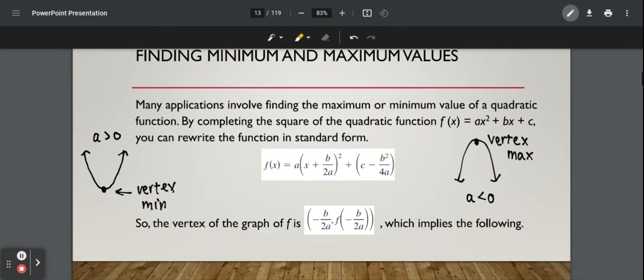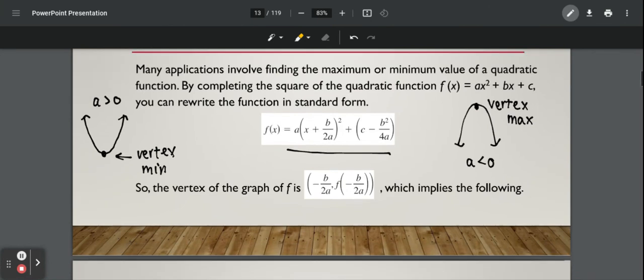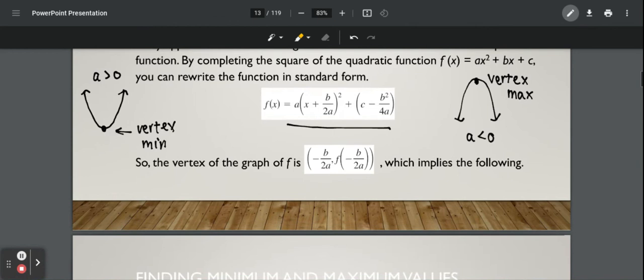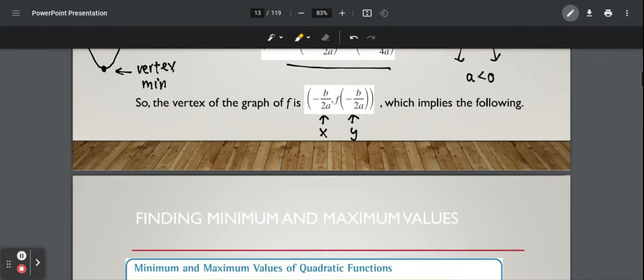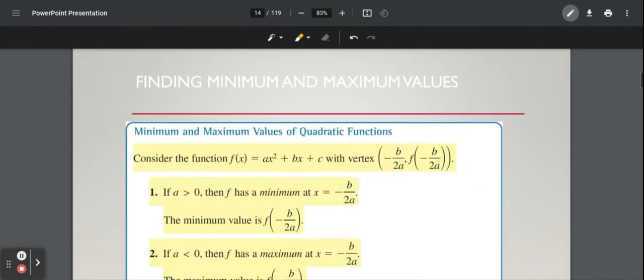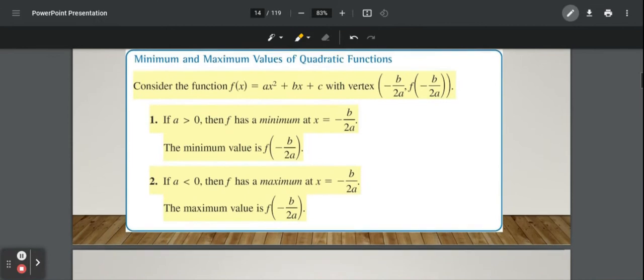So the easiest way to find your vertex is you could potentially put your function into standard form, where this is kind of the shortcut if you want to memorize it: a times x plus b over 2a quantity squared plus c minus b squared over 4a, which is really what we did there to complete the square. So the formula for the vertex is the x coordinate of your vertex is negative b over 2a, and the y coordinate is when you plug that x coordinate back into the function to find your y value. So this is just that slide that kind of gives you what we just talked about with the maxes and mins.